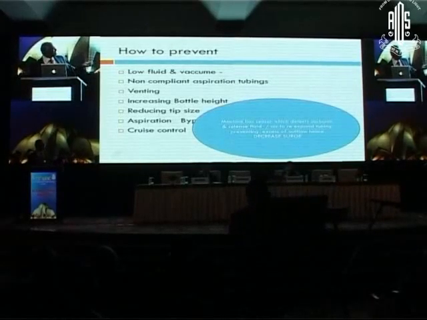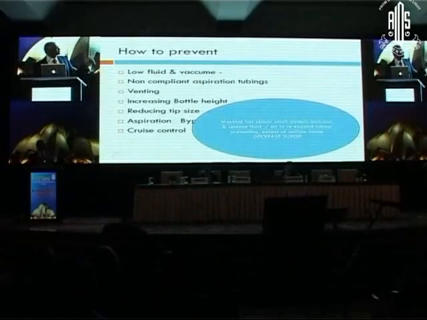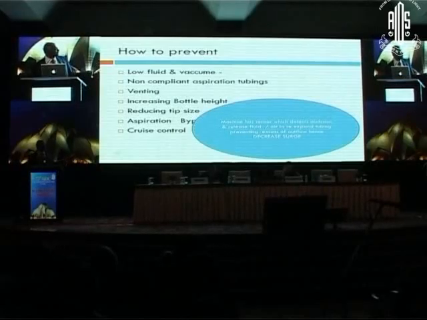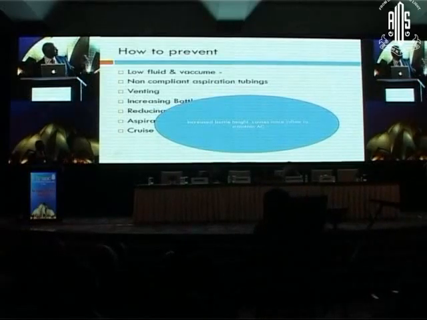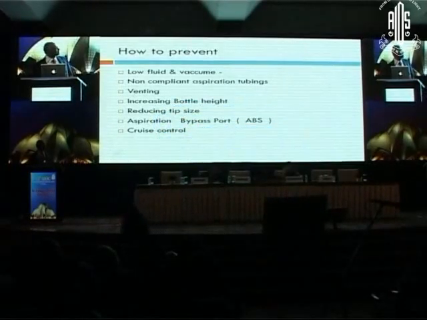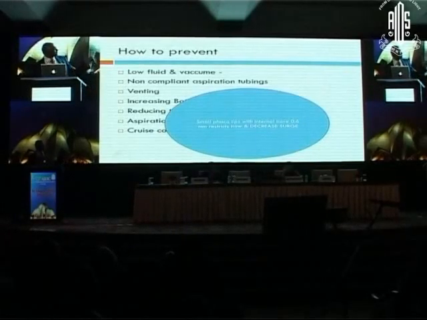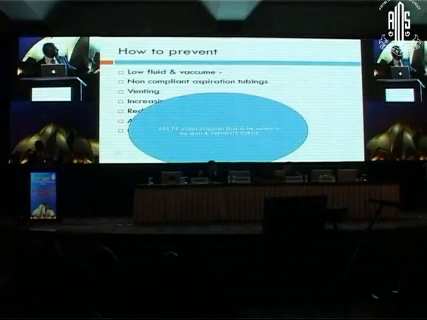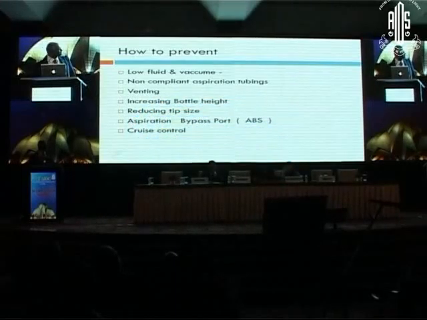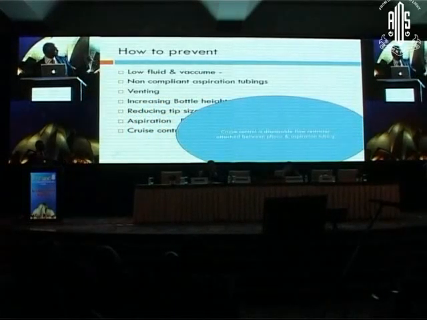Then the machine has a sensor which detects occlusion and releases fluid here to re-expand the tubing and prevent the excess outflow, hence decreasing the surge. You can see the increased bottle height causes more inflow to maintain the anterior chamber. A small phaco tip with an internal bore of 0.6 mm restricts flow and decreases the surge. The ABS tip allows irrigation fluid to be sucked in through the shaft and prevents the surge. Now, cruise control is a disposable flow restrictor attached between the phaco and aspiration tubing.